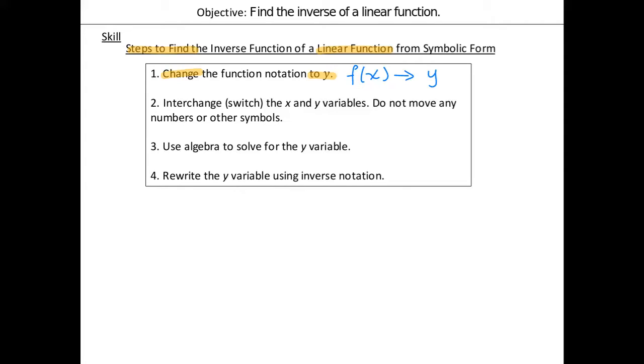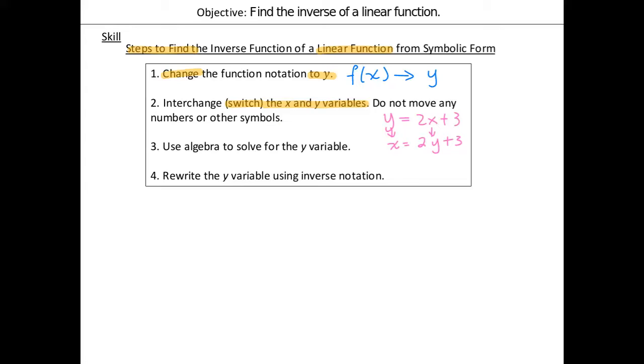Step number 2 says to switch the x and the y variables, but you don't move anything else. Just switch x to y and y to x, basically, okay? So we're going to have like y equals 2x plus 3, for example. The y is going to switch to x, and then the x is going to switch to a y. And that's all we're going to do for step 2.